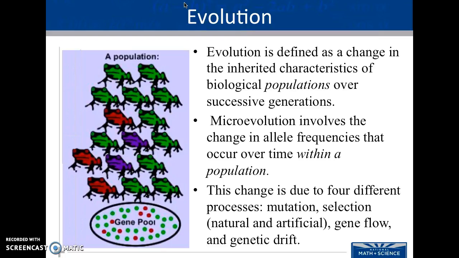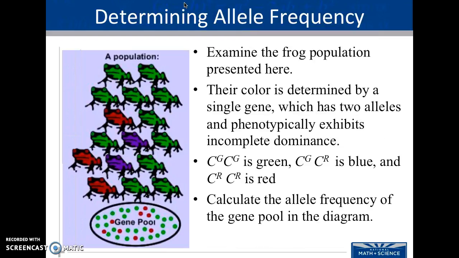The change in the genetic makeup of a whole population is impacted by 4 processes: mutations, selection, which is both natural and artificial, gene flow, and gene drift. Make sure you know these 4.